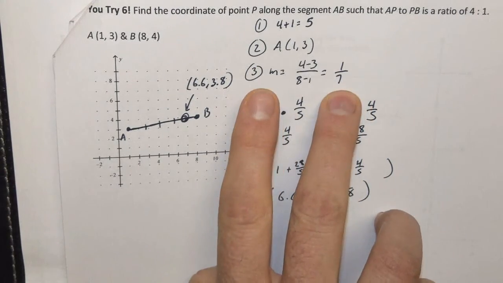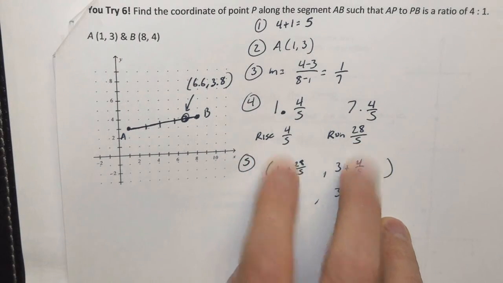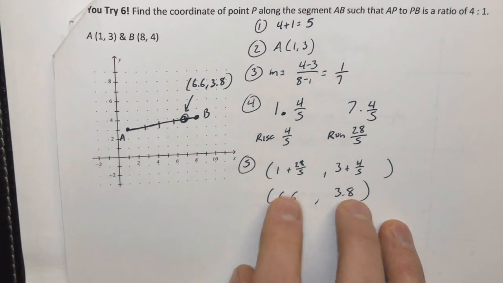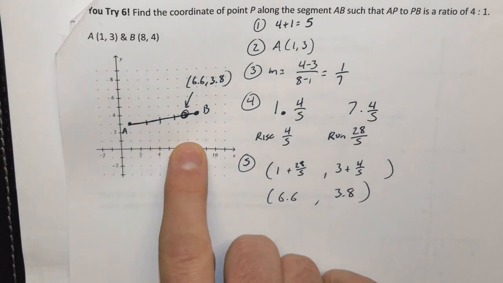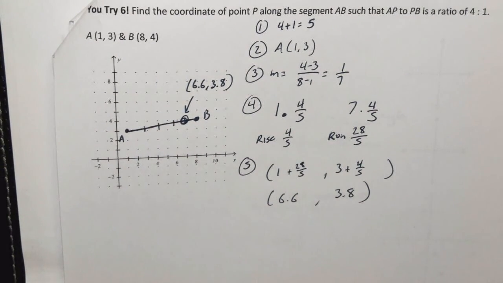I took my rise and run values for my slope, and I multiplied them both by 4 over 5. That gave me 2 ugly fractions, and I used those 2 ugly fractions to come up with these decimals. I needed to go 6.6 units over and 3.8 units up. Looking at the drawing confirms it, and it makes it look exactly the way that it's supposed to.